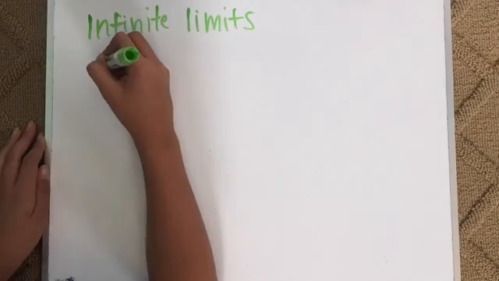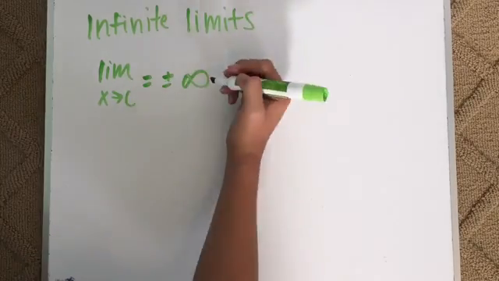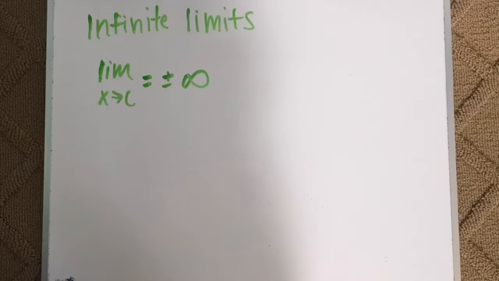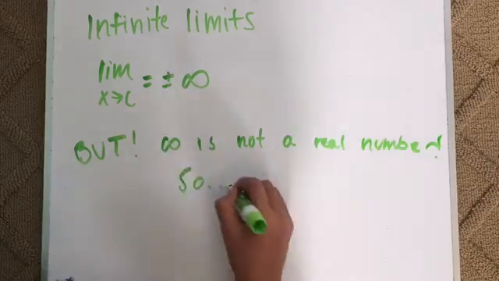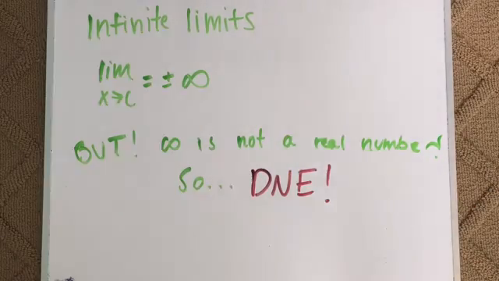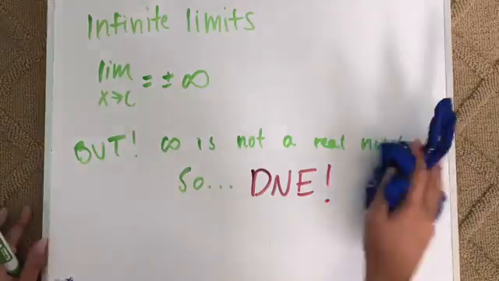Infinite limits. Limit as x approaches c equals positive or negative infinity. But we have to remember that infinity is not a real number, so technically the answer does not exist. This is a very common mistake that people make.